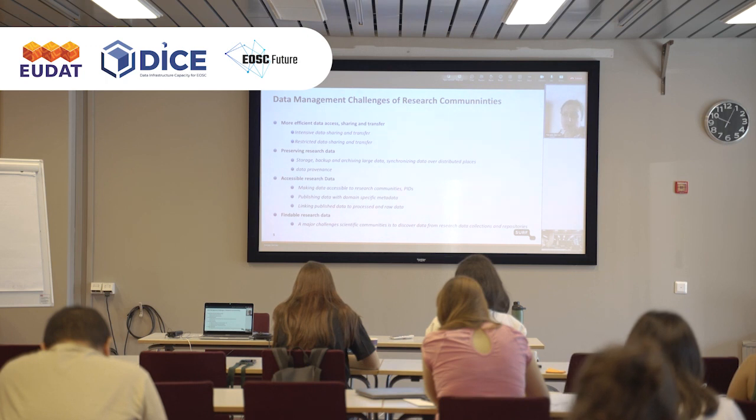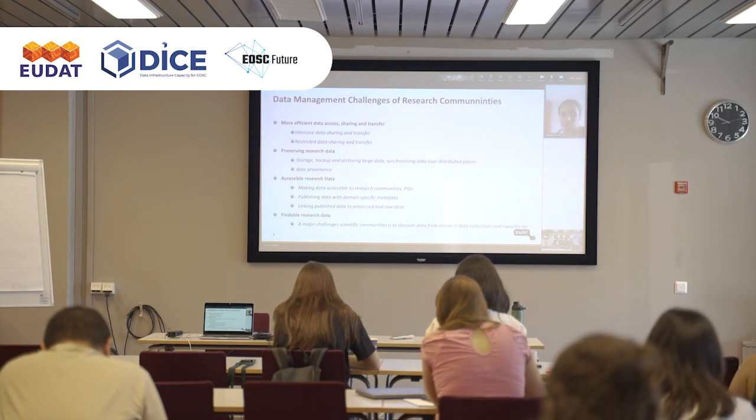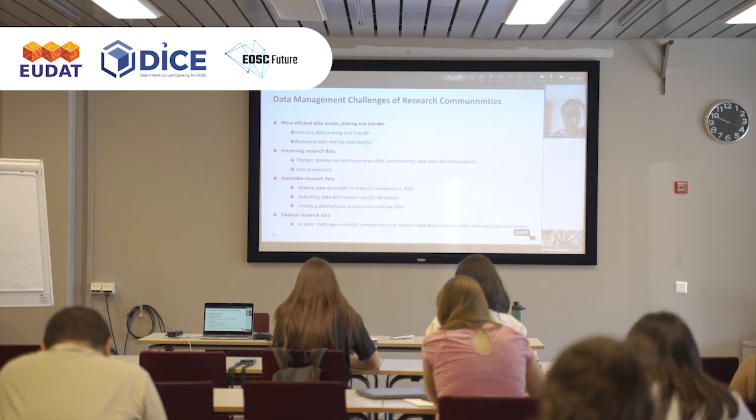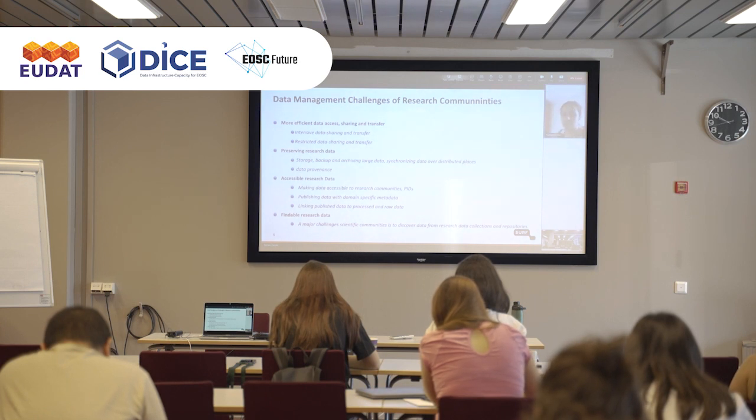And also, having accessible research data. Once I'm done with my PhD, for example, how do I make sure that the output of the research, the data, is accessible to the rest of the team or to those who want to do follow-up research on it? So making data accessible to the research communities, using PIDs, the so-called persistent identifiers, to make sure that the data are findable, also using metadata for the data. And also, I think most importantly, having findable research data.